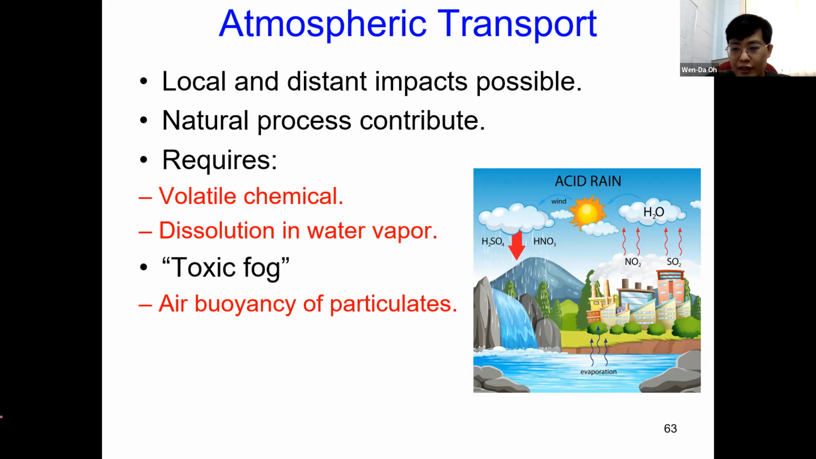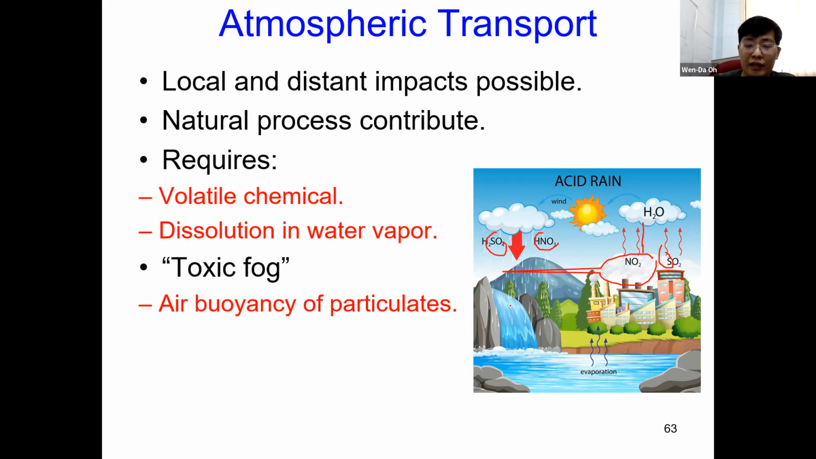Acid rain is due to NO2 and SO2, right? So nitrogen dioxide and sulfur dioxide, if they go to the atmosphere, can react to form sulfuric acid and nitric acid, which can come back to us in the form of sulfuric acid and nitric acid, or what we call acid rain.